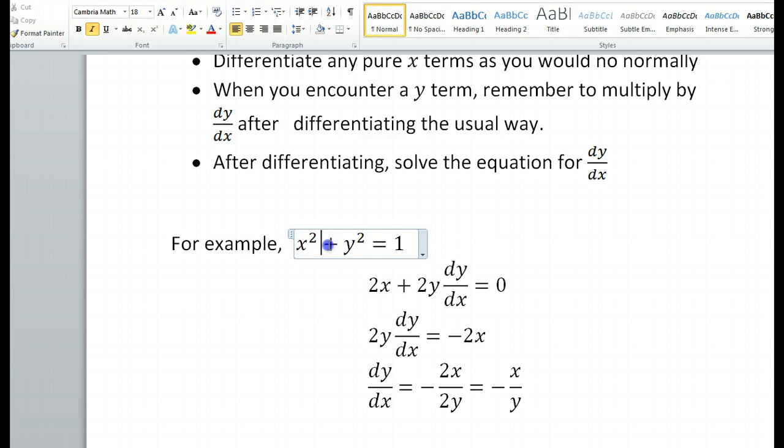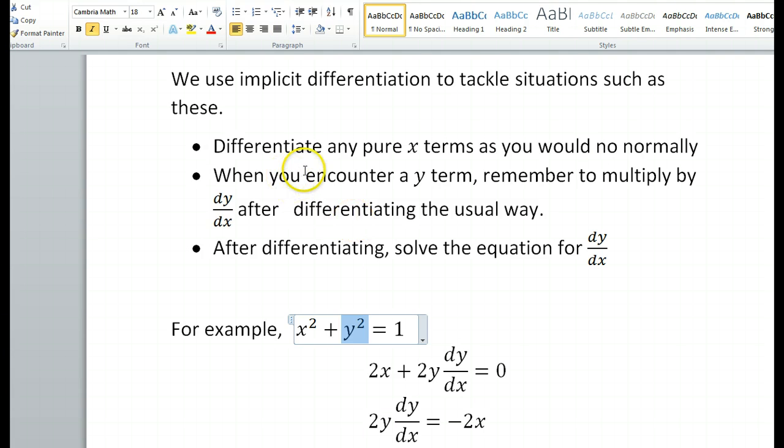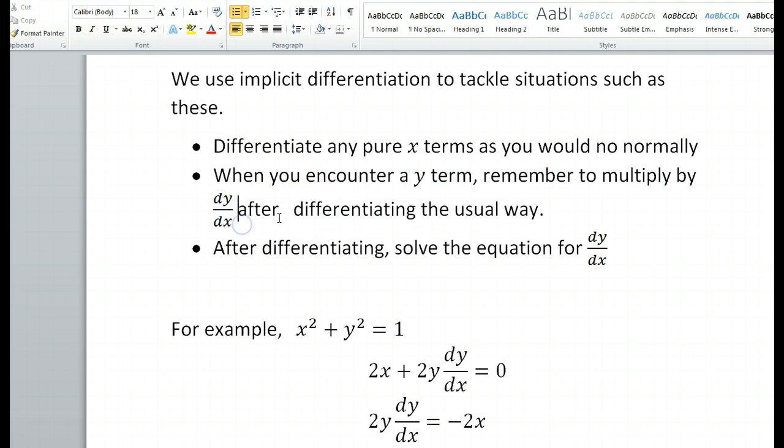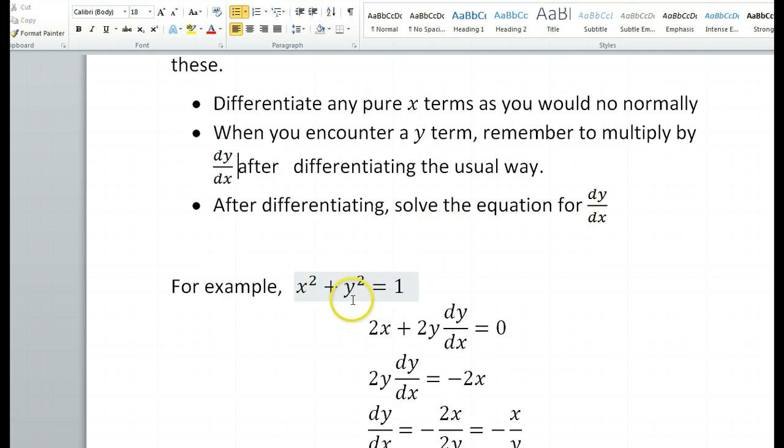Then you have the plus here, and then you have to differentiate y squared. Now remember the rule: when you encounter a y term, remember to multiply by dy over dx after differentiating the usual way. So now we have encountered a y term, y squared. First we differentiate the normal way. What do we get? 2y. But you remember to multiply that by dy over dx.